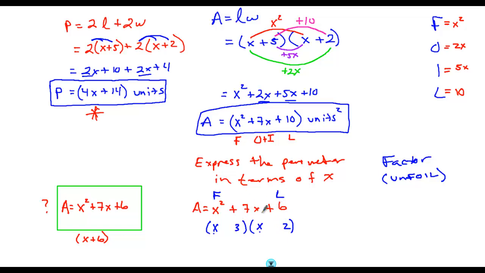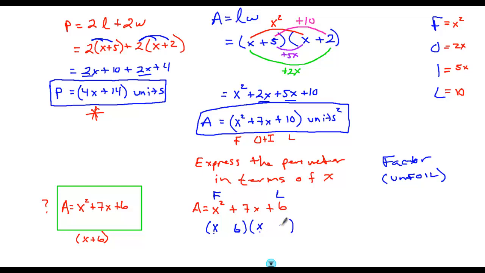Now, where is the 7 going to come from? It's going to come from the outside plus the inside. So when I do the outside, right here, follow my pen, I'm going to get 2x. When I do the inside, I'm going to get 3x. Is 2x plus 3x going to equal 7x? And the answer is no. So what that tells me is that my 2 and my 3 are not the right numbers. So what's another way I can multiply this last item times this last item and get 6?